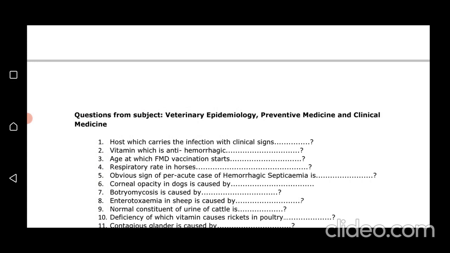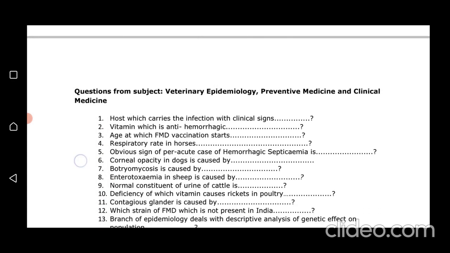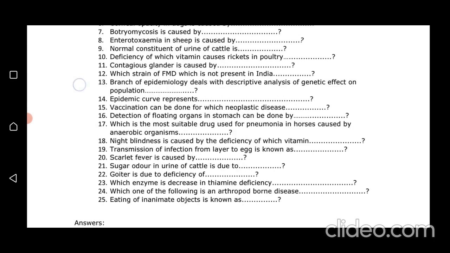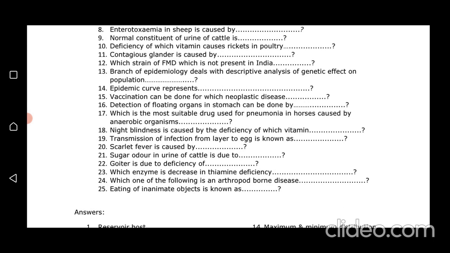Deficiency of which vitamin causes rickets in poultry? Vitamin D. Number 11, contagious glanders is caused by Pseudomonas mallei. Which strain of FMD is not present in India? SAT1 is not present in India.